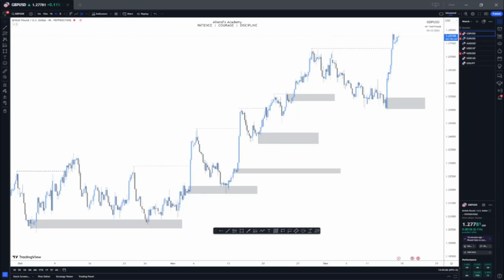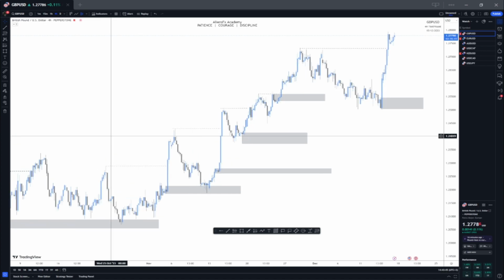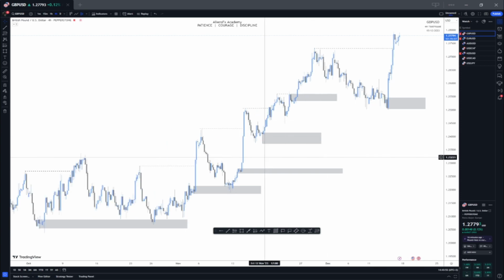Welcome to our first class on the ICT strategy, or SMC, depends on how you call it. In this lesson we're going to talk about order blocks in depth: what order blocks are, how to spot them, and what makes them good or bad order blocks. We will also talk about probabilities in the course, so to make sure you know what I mean.